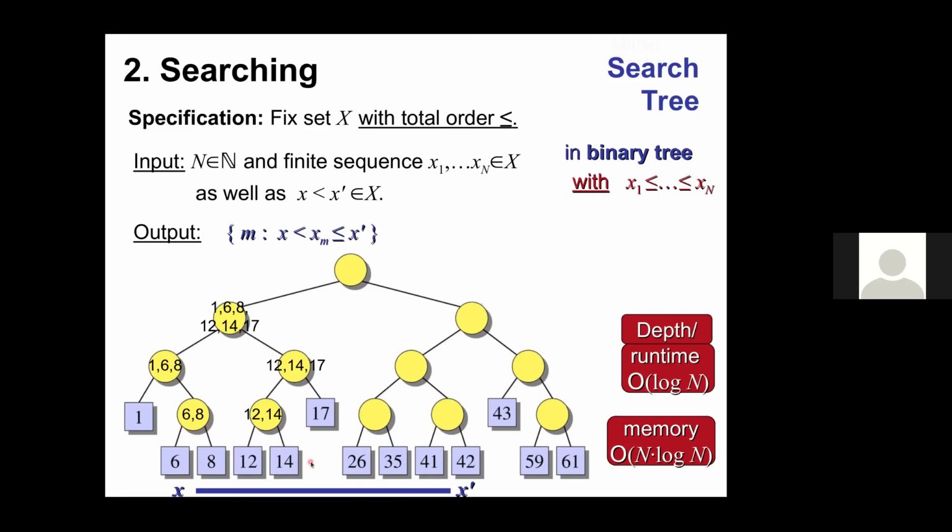In fact, you can reduce this memory consumption by writing not the whole list of elements, but only the smallest and the largest element and the number of elements. So instead of 12, 14, 17, you write only 12 and 17 here and say there are 3. This would be enough.